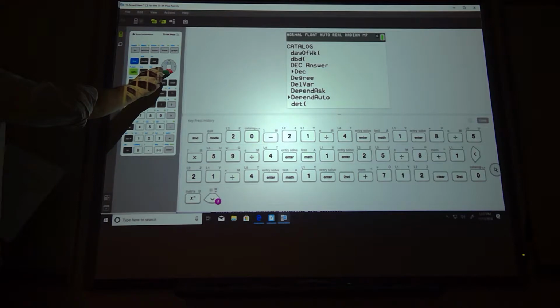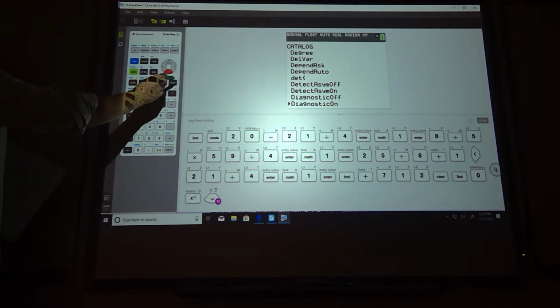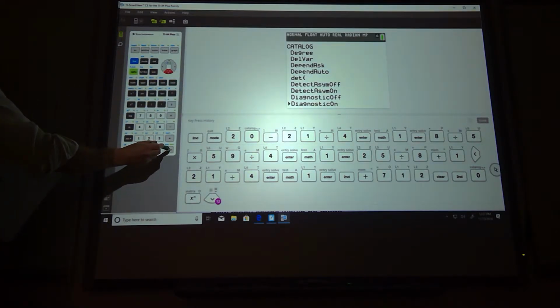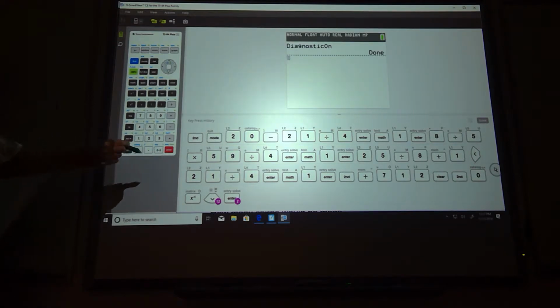Diagnostics. We want the diagnostics on. So once the arrow's there, you hit enter. You hit enter one more time. And what that does is it turns the R and the R squared back on. Do you click enter? Hit it twice. Enter, enter.